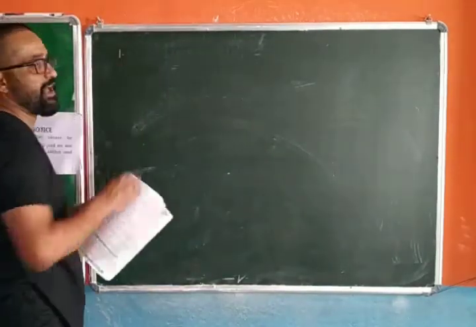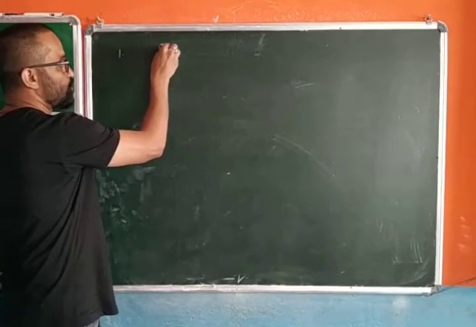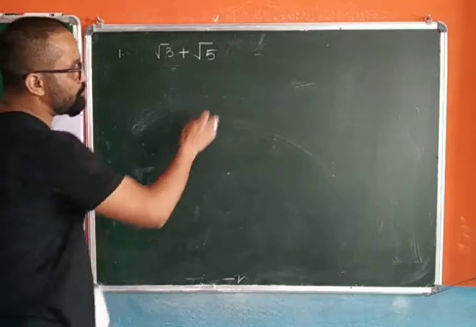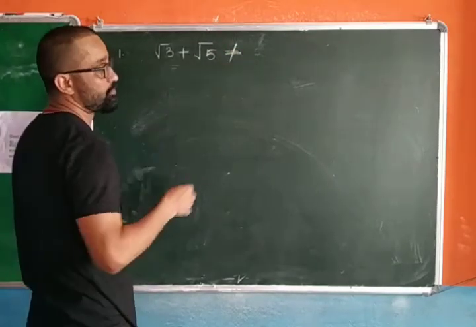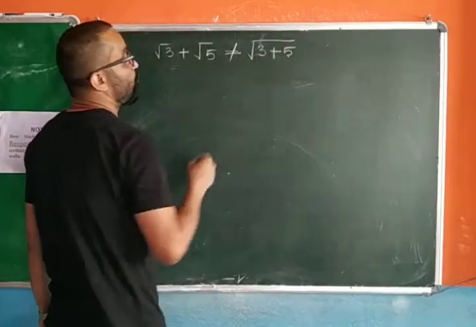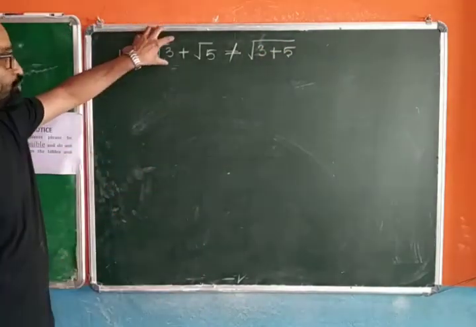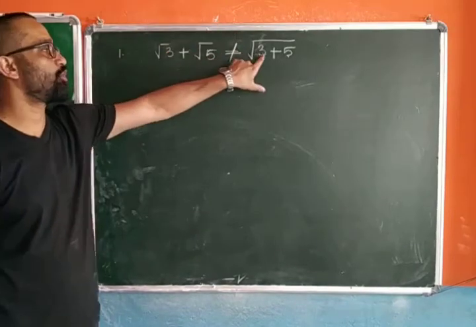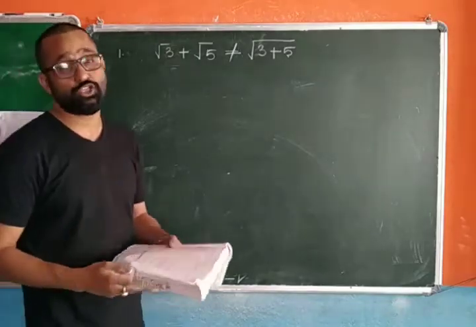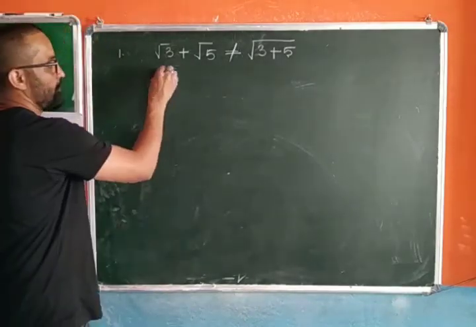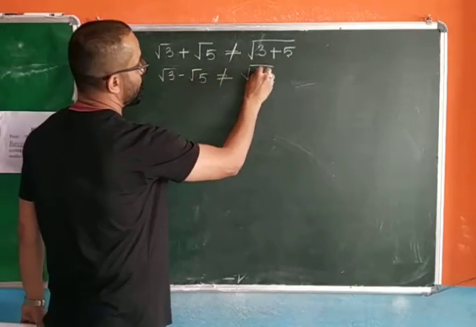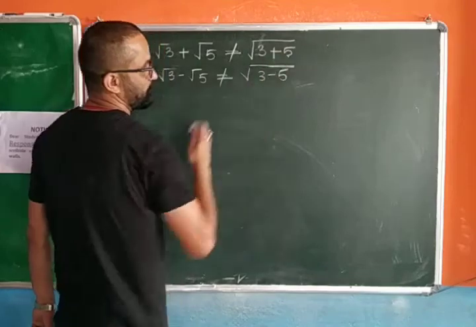Look at the first fact. Root 3 plus root 5 cannot be written as root of 3 plus 5. It is not allowed. Root 3 plus root 5 cannot be written as root of 3 plus 5. Similarly, subtraction also cannot be done. Root 3 minus root 5 cannot be written as root of 3 minus 5. You cannot write that.